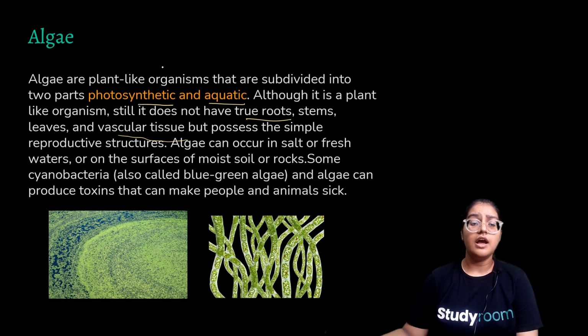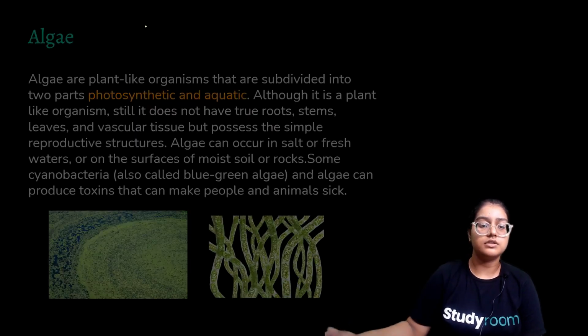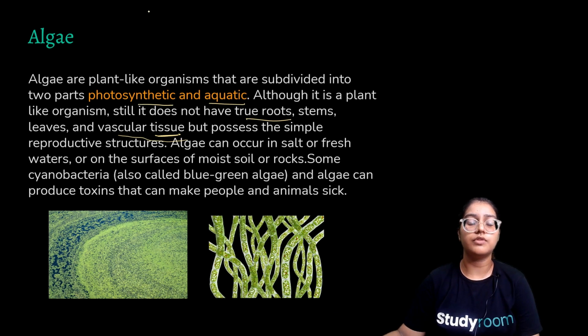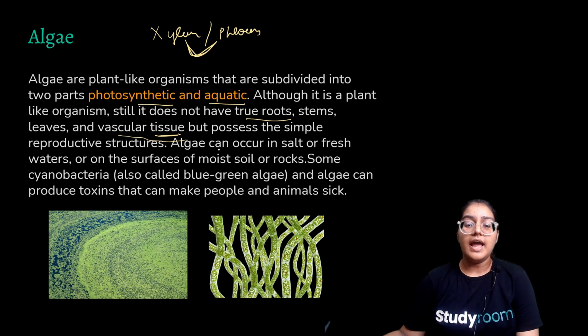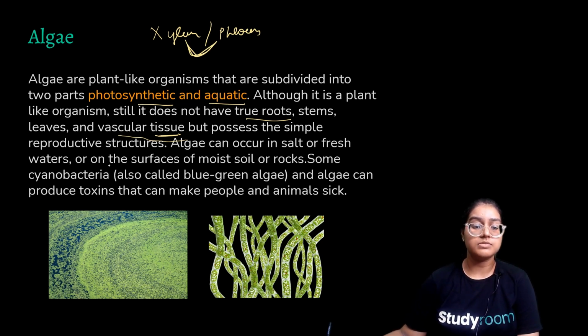It's green in color, and vascular tissues means the things which help in passing of the gases or food. Vascular tissue includes xylem and phloem. So these are the two vascular tissues or systems of plants. Algae can occur in salt or fresh water or on the surface of moist soil or rock. Some are cyanobacteria also. This is a very interesting and very important, a one-word question. Cyanobacteria are also known as blue-green algae, and they do oxygenic photosynthesis. They make their own food and release O2.